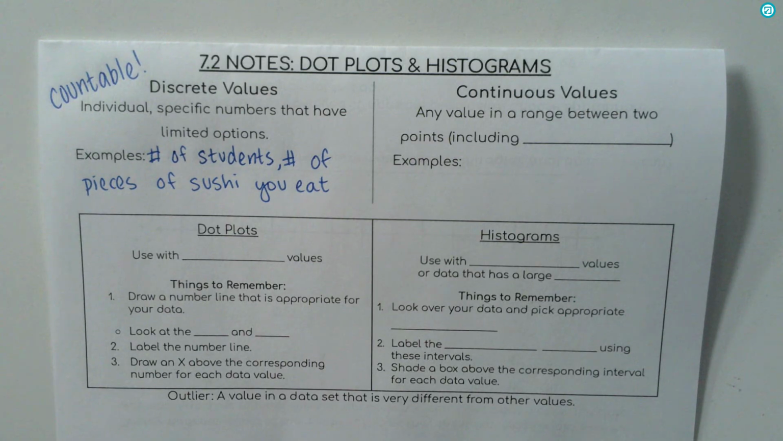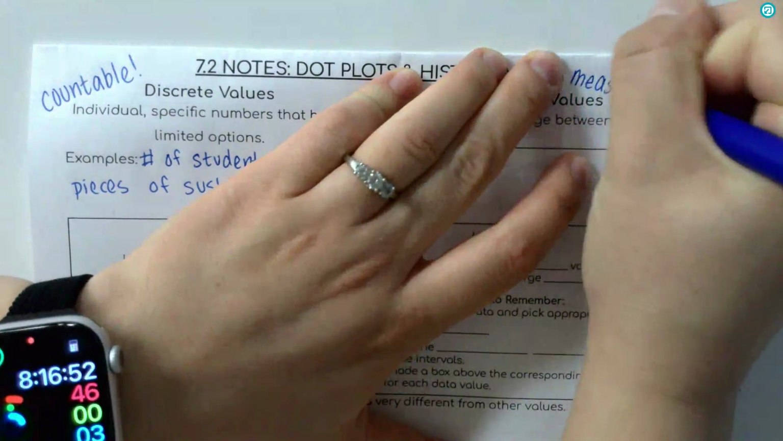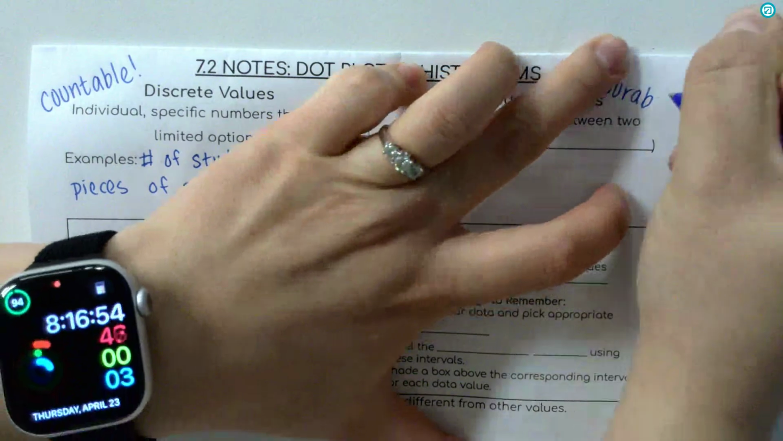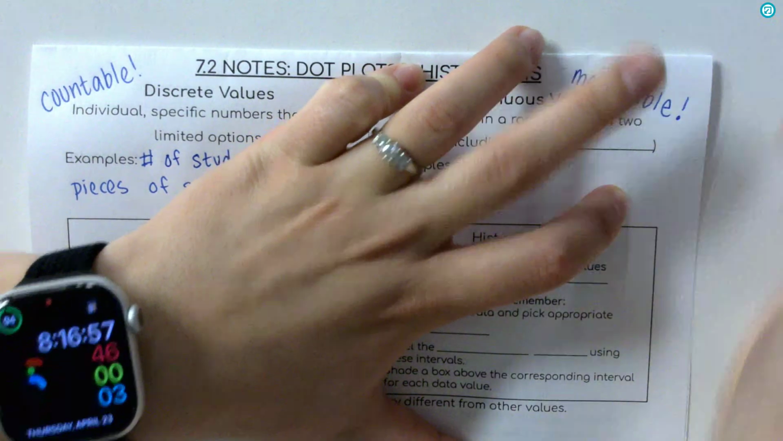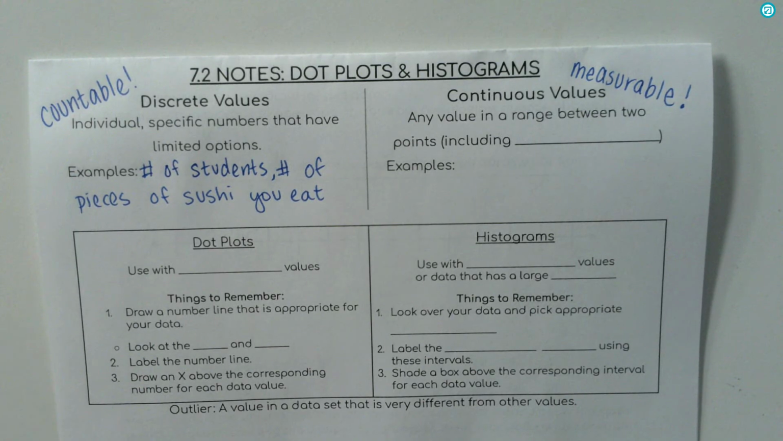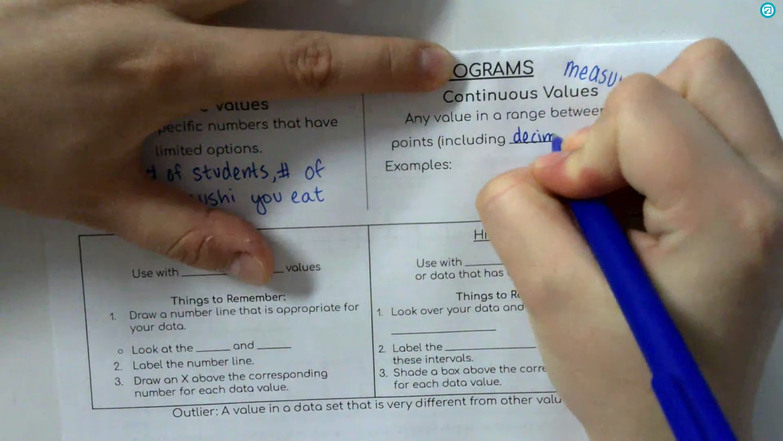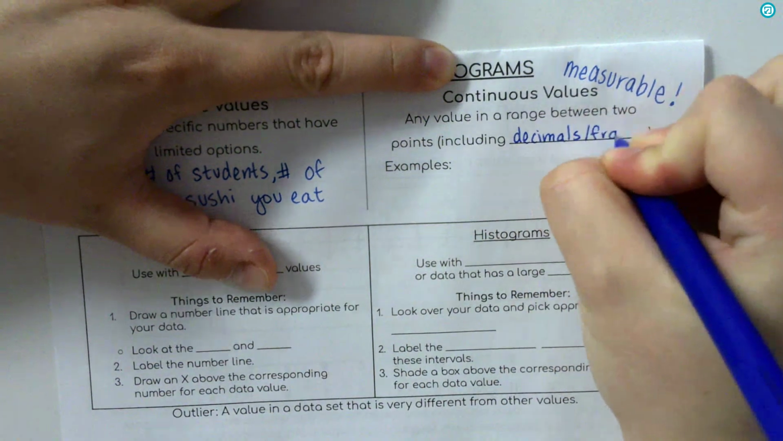Okay. The other type of data that we are going to be looking at are continuous values. So continuous values, instead of counting something, these are things that are going to be measurable. I know I say the word measure weird. Please don't make fun of me. Okay. So things that instead of counting, we measure. So any value in a range between 2 points, and that is going to include decimals and fractions.